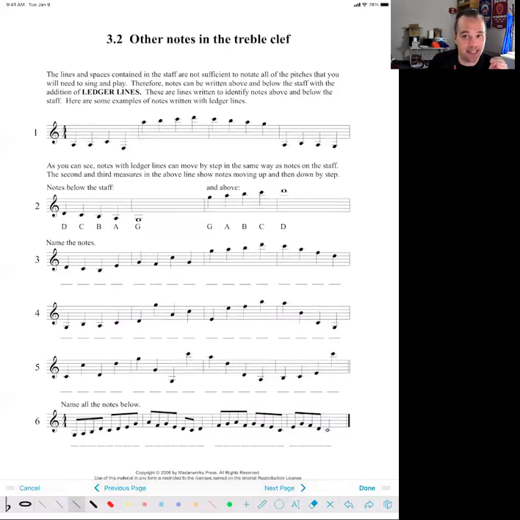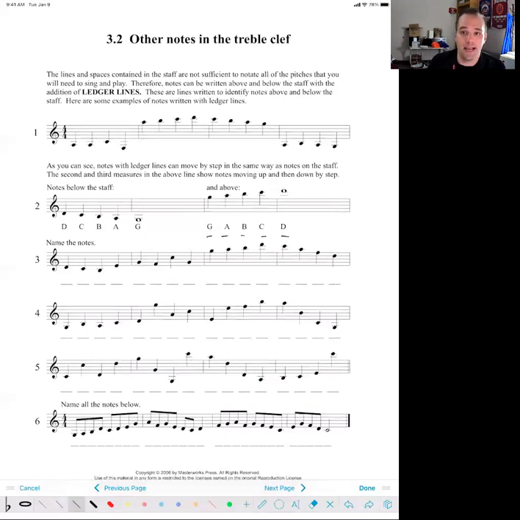Working down, we know the bottom line of the staff is E, because every good boy does fine. And so going backwards, we have D, C, B, A, G. And then going up, we know the top line of the staff is F. And so going up, we have G, A, B, C, D right there. And it could keep going forever and ever and ever.